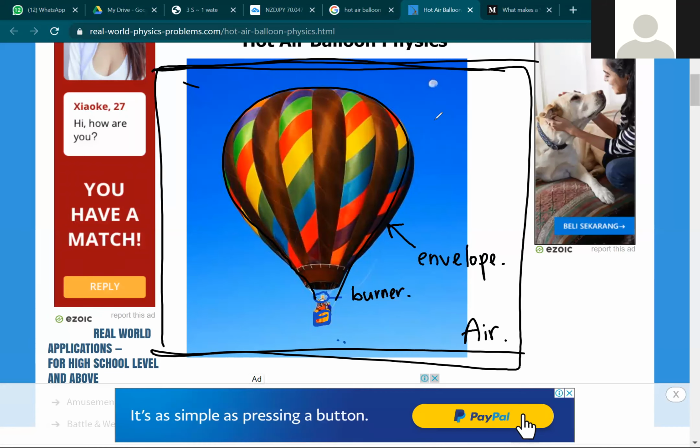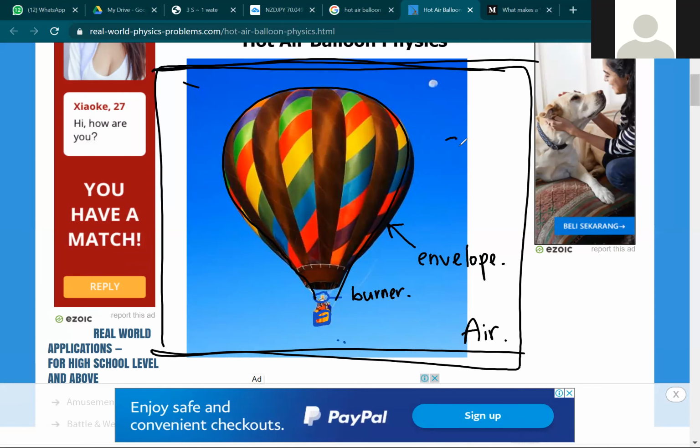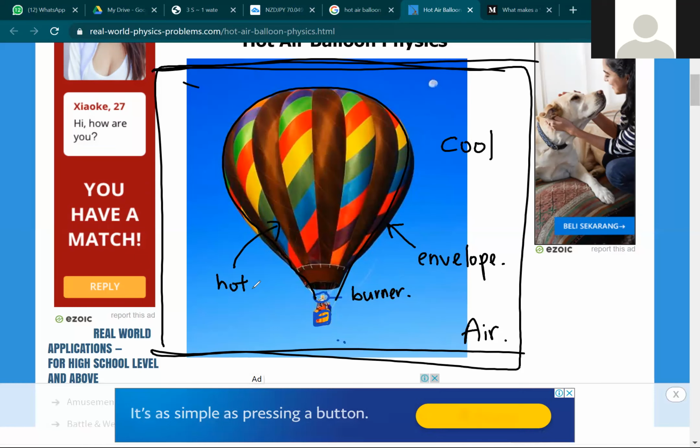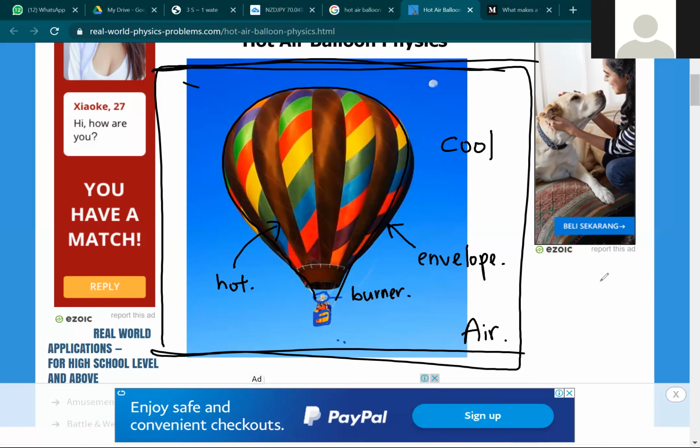So the surrounding air is cool air, right? It's cold, this side is cool air. Then the envelope inside is hot air. What it displaces is cool air, so we write the weight of the cool air. This is the weight of the cool air. It must be equal to what? It must be equal to the weight of the hot air inside plus the weight of the person plus the weight of the equipment, whatever.